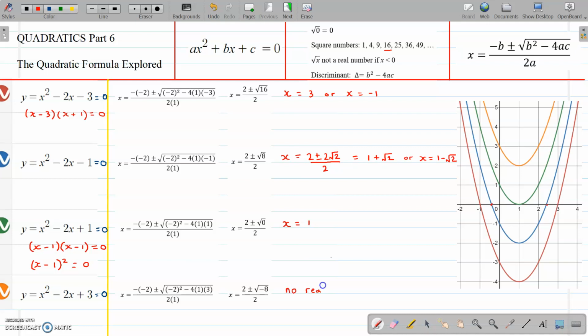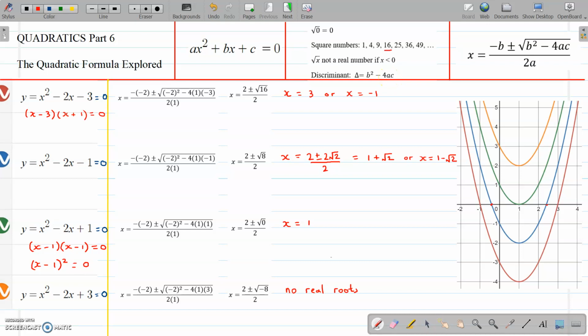And of course if you were to try to factorize this, it wouldn't factorize. The only way is to look at the quadratic formula, and in fact you could just look at the discriminant, because as soon as you can see that that is less than 0 or negative, then you know that your quadratic has no roots.